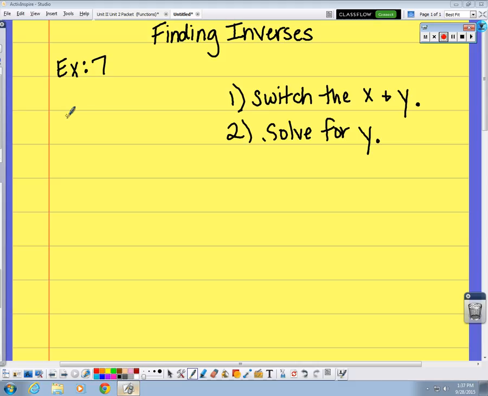Okay, example 7. G of n equals 2 over n minus 3. Okay, what's different about this one? We're just using different letters, but really it's all the same thing. This g of n is the same thing as f of x, which is the same thing as y. The only reason they use the n over here is because they use the n over here, when normally we're accustomed to seeing an x. So we just need to replace that n with an x. And now we're ready to go.